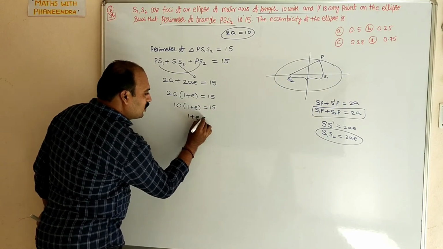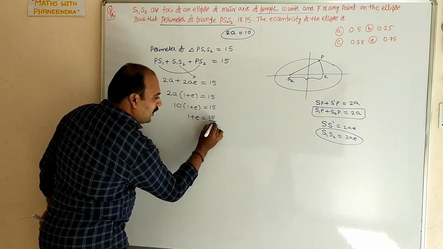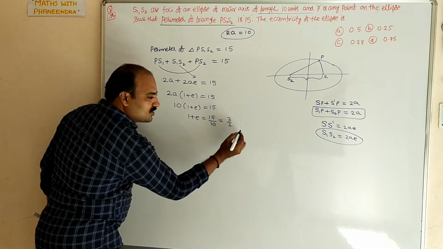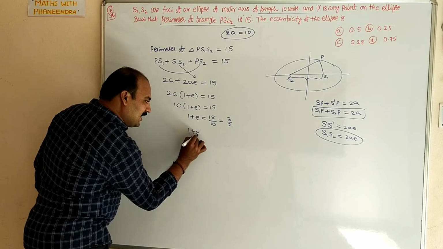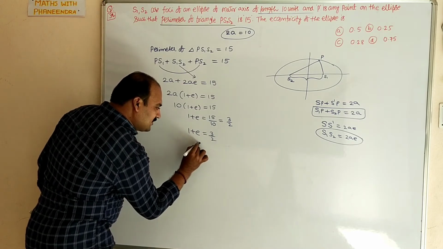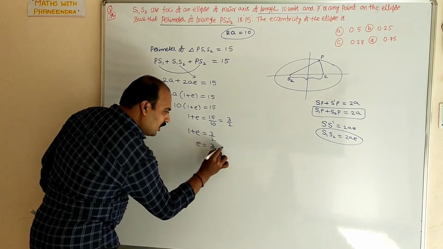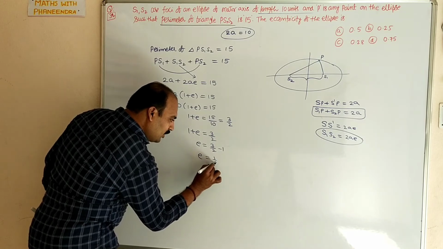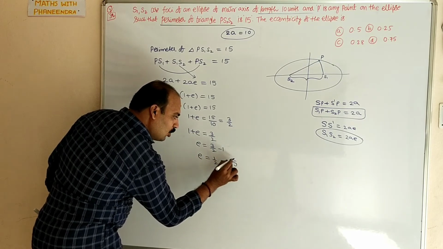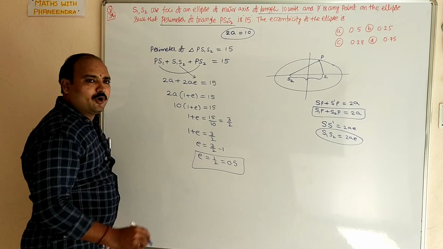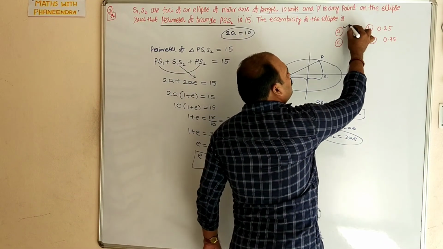1 plus e equals 15 by 10, by 5 table: 5 threes are 15, 5 twos are 10. So 1 plus e equals 3 by 2. e is equal to 3 by 2 minus 1. e is equal to 1 by 2, which is 0.5. So 0.5 is there in the first option.